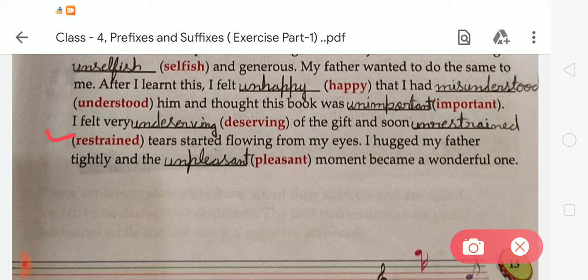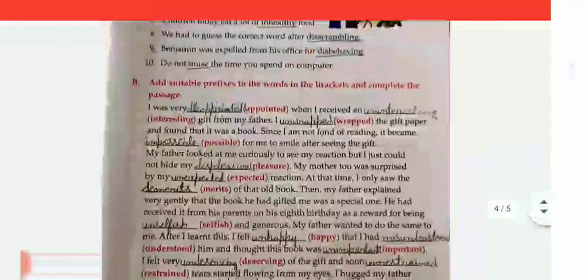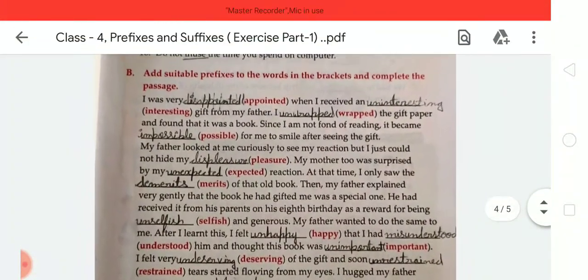Tears started flowing from my eyes. I hugged my father tightly, and the dash, there is a word pleasant, so we have to write unpleasant moment became a wonderful one. So like this we have to complete this given paragraph. Okay students, so you all complete this paragraph in your book.